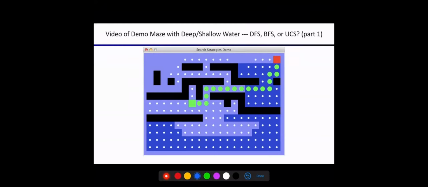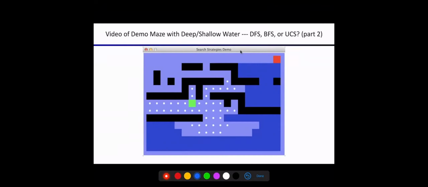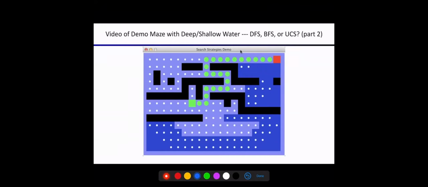So it still looks like DFS, okay? We're disregarding the information of the depth here. And this one, let's watch this one here. Here you see that the shallowest nodes are favored, are explored before many of the darker or deeper nodes are explored. So this looks like a uniform cost.